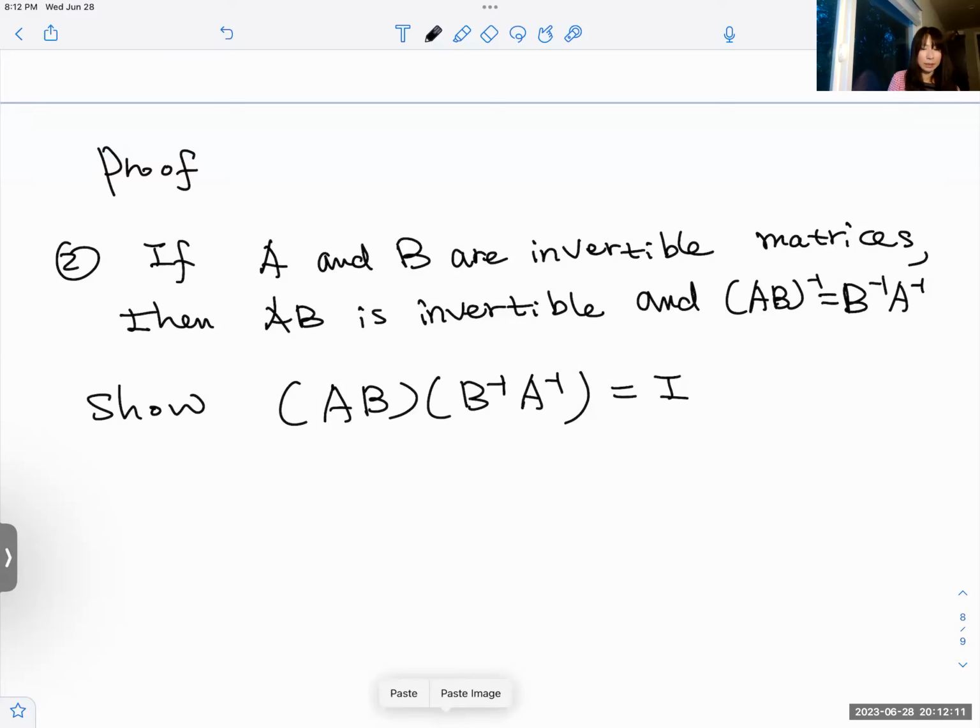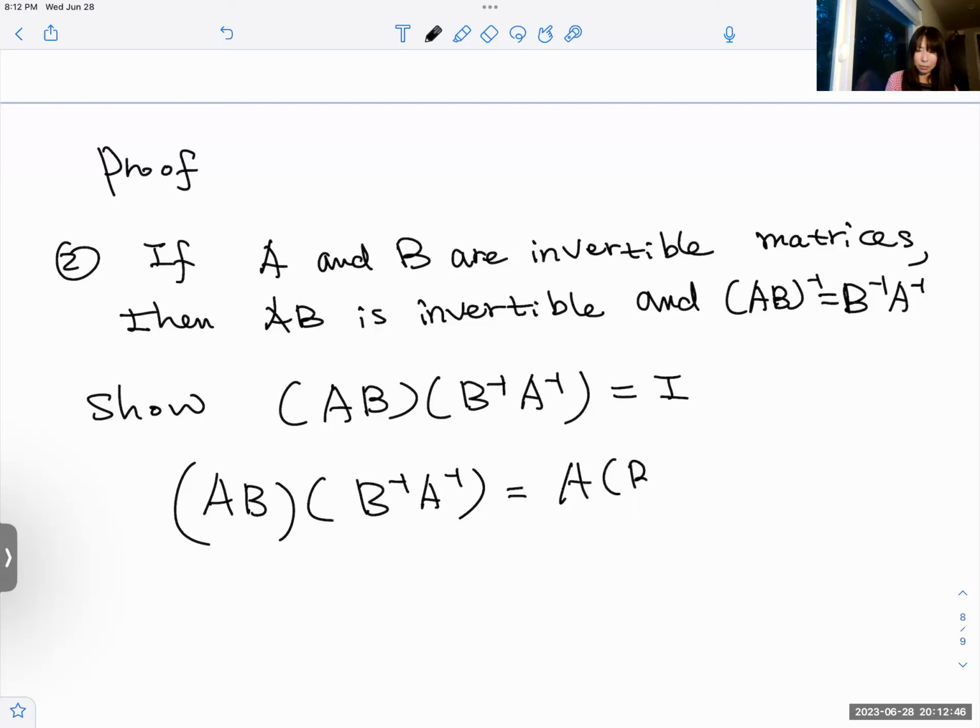All right, so let's see that. If we have AB and B inverse, A inverse, so the inverse of A, inverse of B, equal to, by associativity, A, B inverse, and inverse of A.